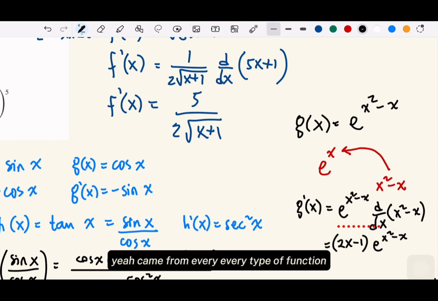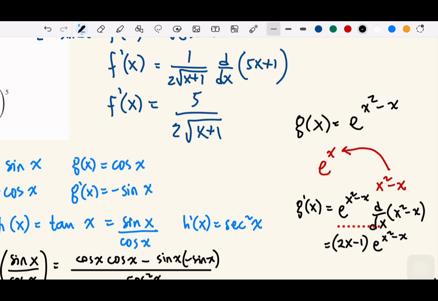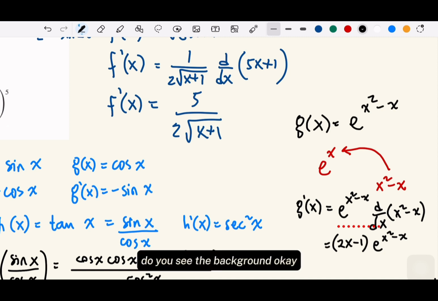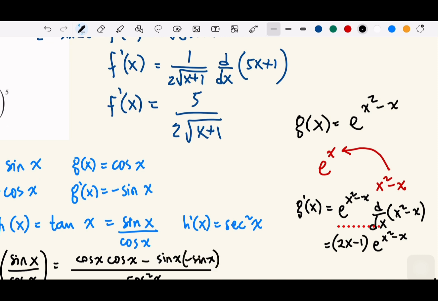Yeah, I mean from every type of function. Do you see the pattern now? Do you see the pattern? Okay.